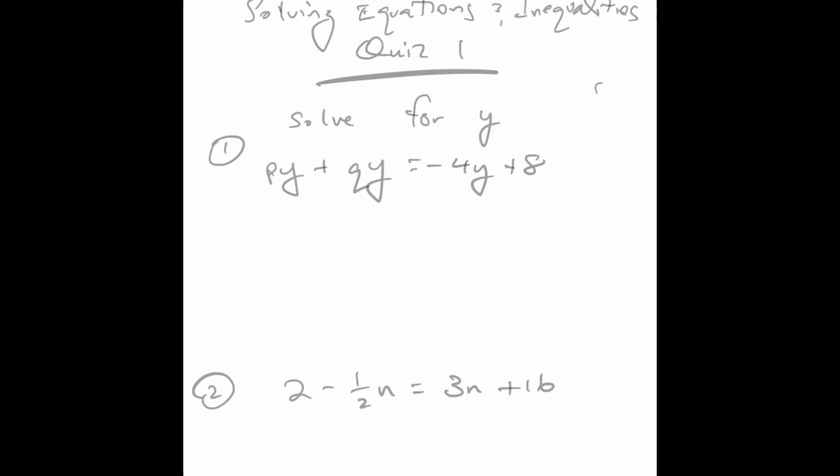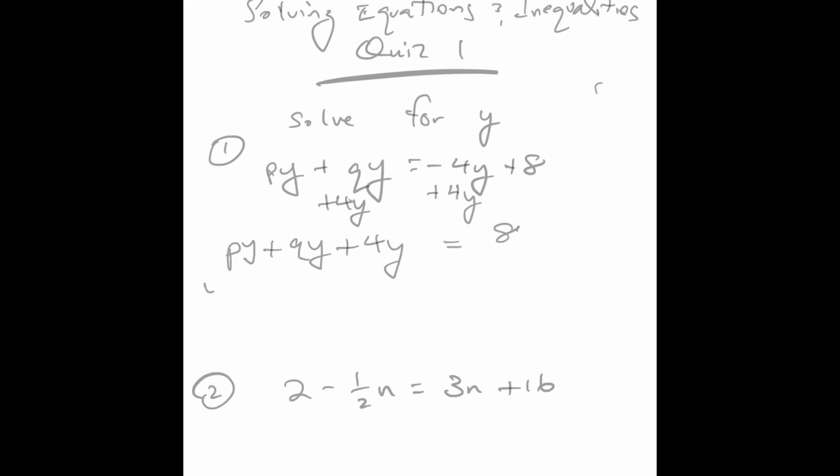We're solving for y, and again, you need to get all the y values on one side, even if they're mixed in with numbers. So I'm going to add 4y to both sides. I'm going to get py plus qy plus 4y equals 8. And why did I do that? Well, now I have y on all these terms on the left-hand side, so I can factor out the p, the q, and the 4.